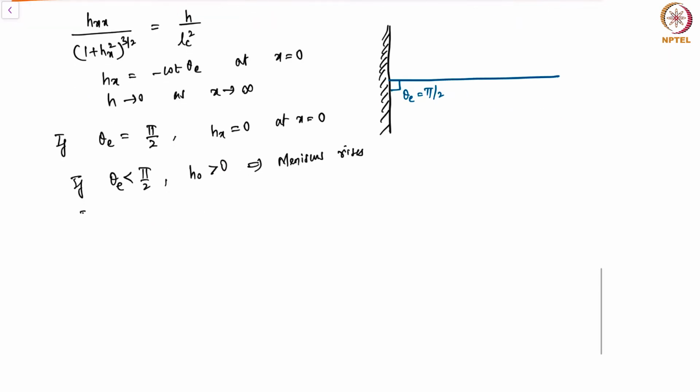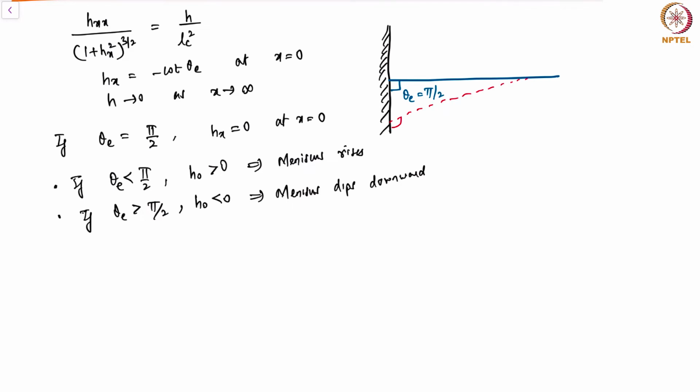Okay, and if theta e is greater than pi by 2, that is, it's an obtuse angle, then h naught is less than 0. In this case, the meniscus dips downward. So in other words, this is a case where theta is greater than pi by 2, the meniscus dips downwards, and when theta is less than pi by 2, the meniscus rises.